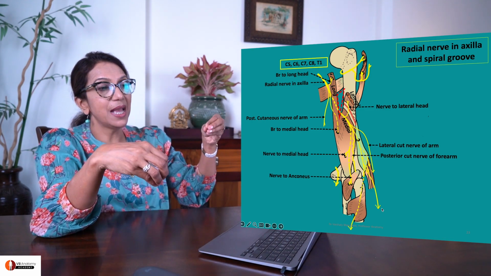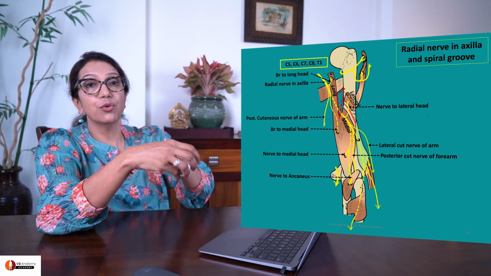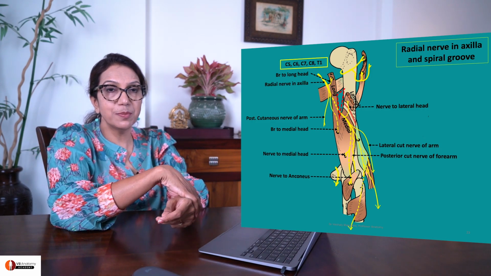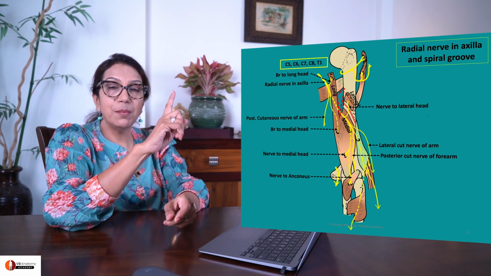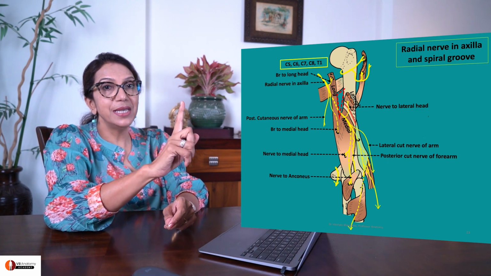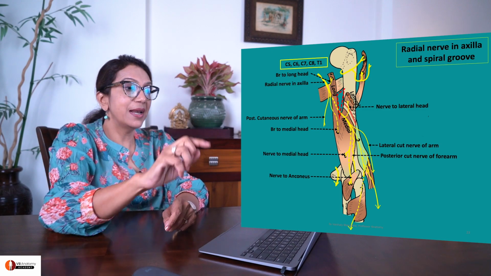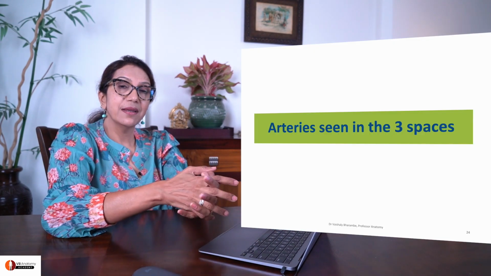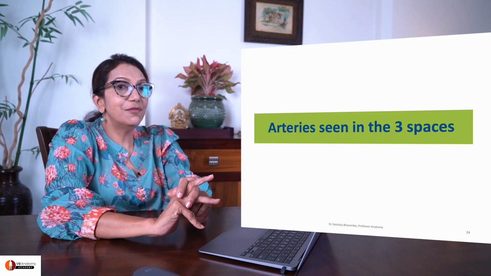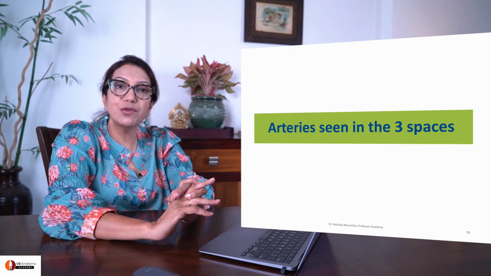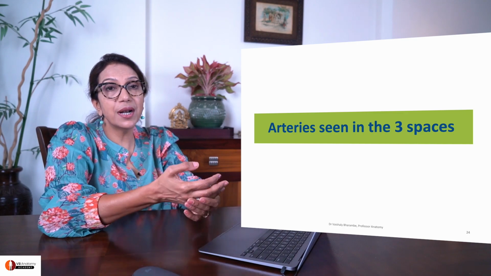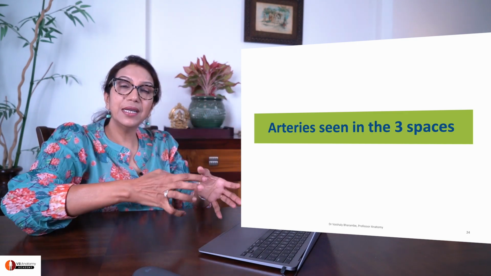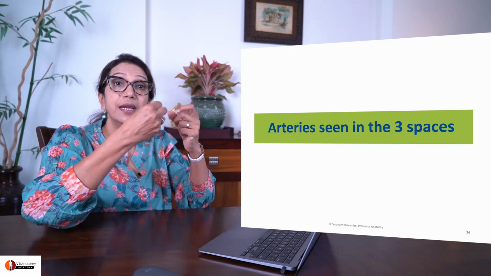It passes from the axilla into the spiral groove by passing through which triangular space? Lower triangular space. Bound above by teres major, medially by long head of triceps, and laterally by shaft of humerus. Right. We come to the fact that we've been talking about nerves throughout. Arteries are also contents, but we've never talked about them. Let's talk about the entire arterial supply up till here in one go.